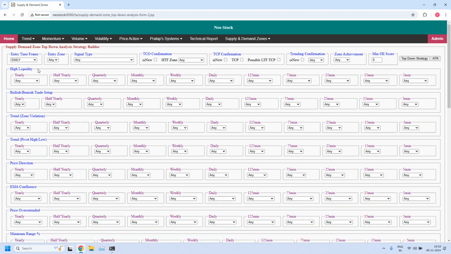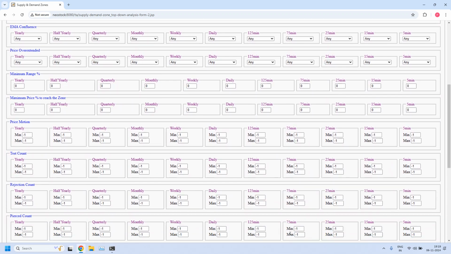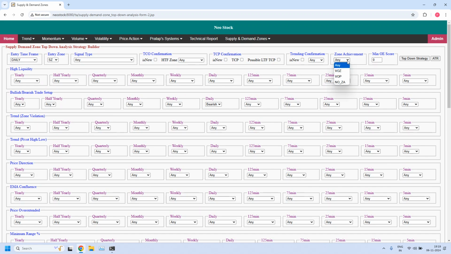Next, bearish trade setup for monthly income trade. Entry time frame daily, entry zone supply zone. Bullish or bearish trade setup at entry time frame daily, I am selecting bearish. The daily supply zone should not be pierced, so in the pierced count daily time frame, I am setting minimum value 0, maximum value 0. Zone achievement is violated opposing zone. Minimum order enhancer score is 12. All the 3 filters are applied to the daily supply zone.